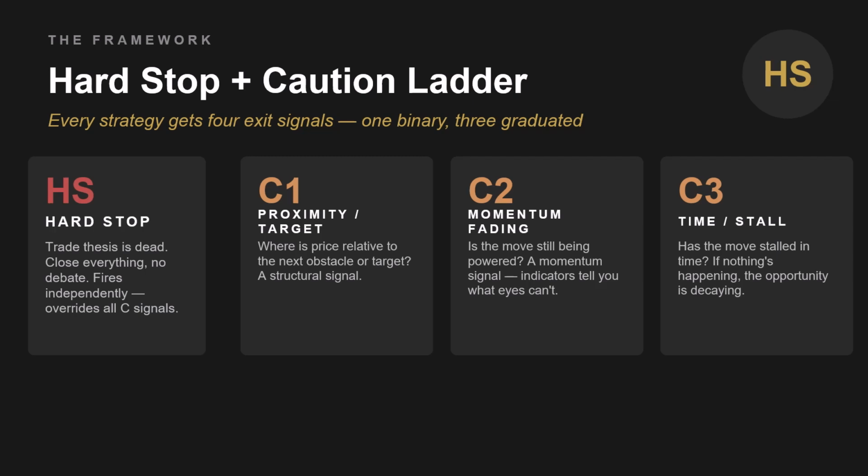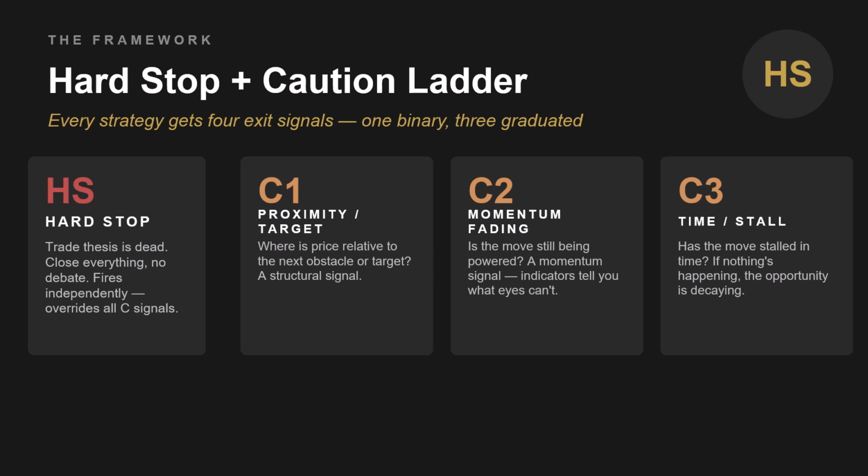So this is the framework. So we have a hard stop where our trade idea or thesis is dead. We close everything, no debate, fires independently and overrides all of our confluence signals. So that could be an example. An example of this could be a break of resistance, moves back into range.